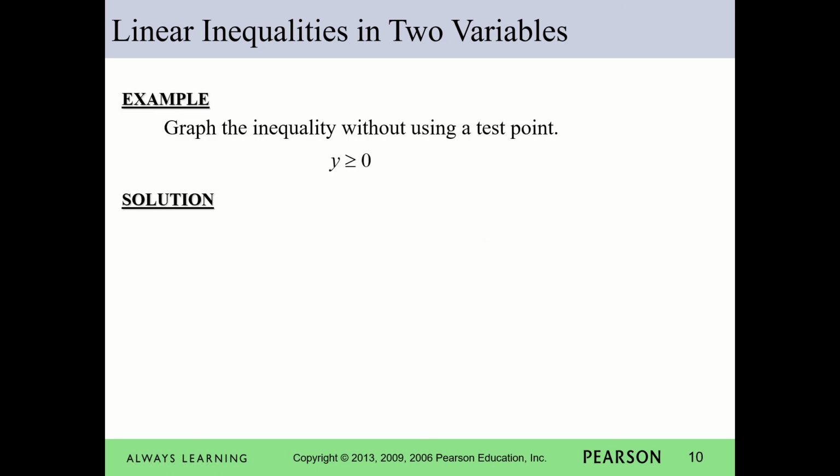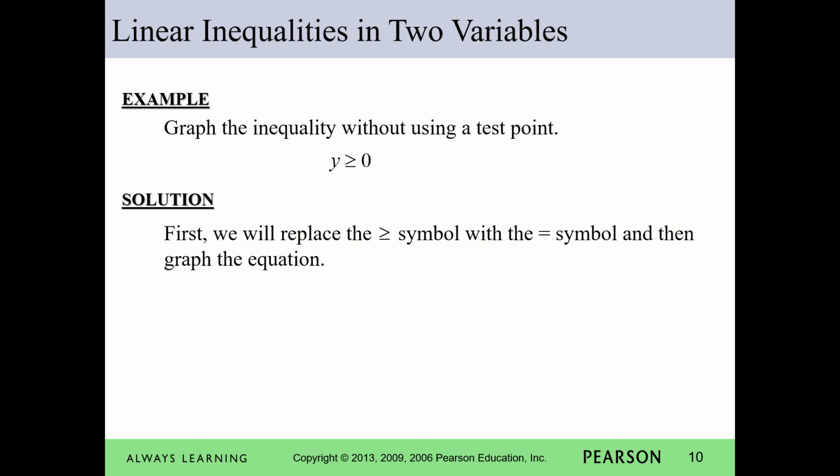So let's try this one. In this case, we have y is greater than or equal to 0. So the first thing we want to graph is the line y equals 0, right? And remember, if it's a y equals statement, it's just a horizontal line. It says it equals 0, we put it on the 0 line.